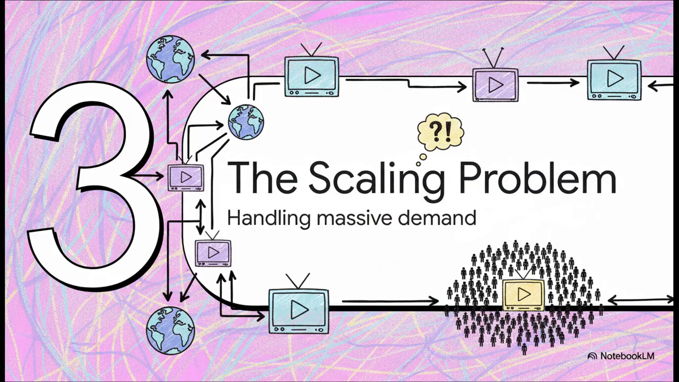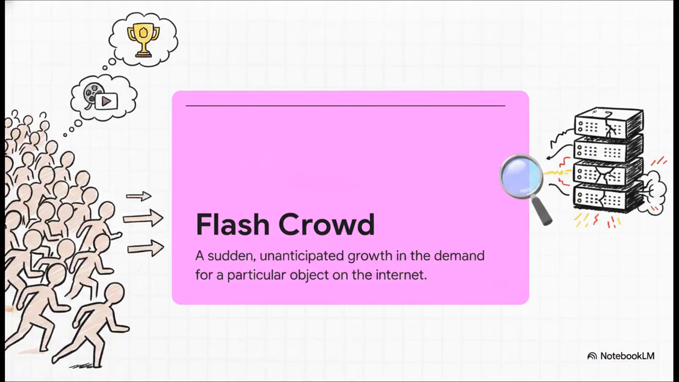Section 3, the scaling problem. Okay, so we figured out how to safely get a video stream to one person. But what happens when the entire world wants to watch the exact same video at the exact same moment? That massive spike in demand is known as a flash crowd. It's a sudden, unanticipated growth in demand for a particular object on the internet.